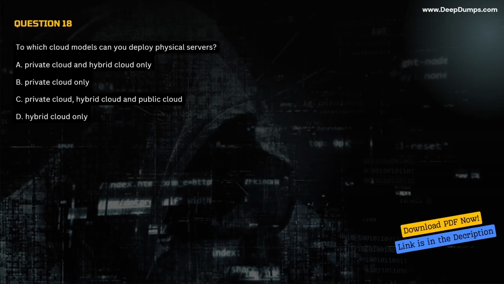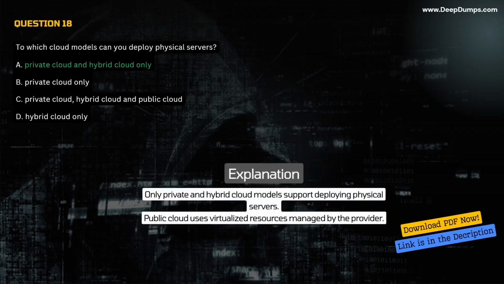Question 18. To which cloud models can you deploy physical servers? A. Private cloud and hybrid cloud only. B. Private cloud only. C. Private cloud, hybrid cloud, and public cloud. D. Hybrid cloud only. Correct answer is A. Private cloud and hybrid cloud only. Explanation: only private and hybrid cloud models support deploying physical servers. Public cloud uses virtualized resources managed by the provider.